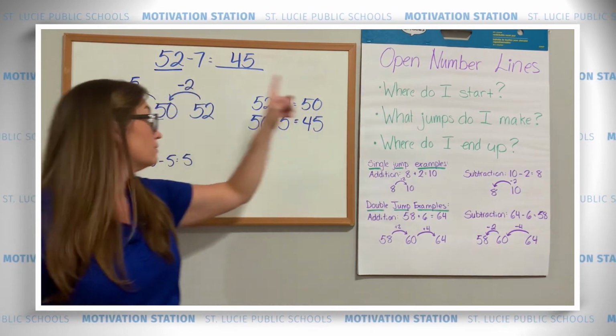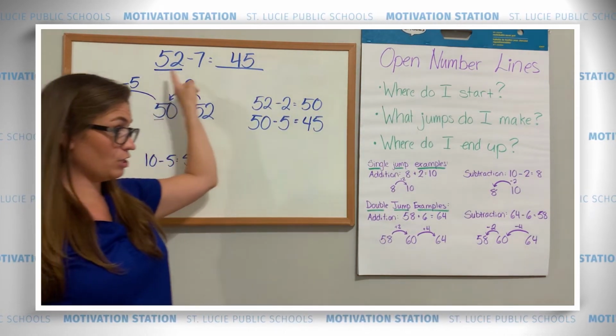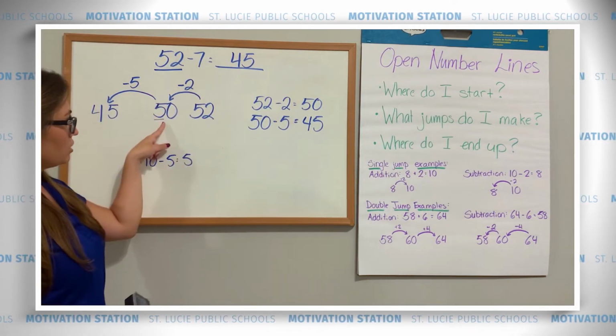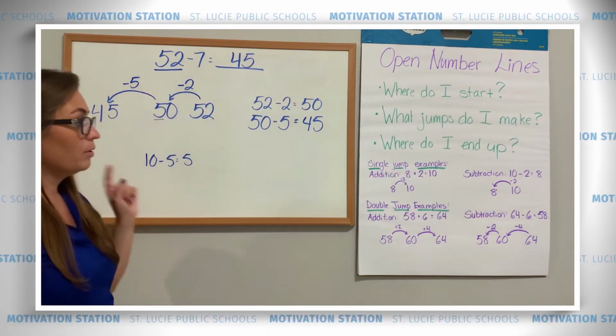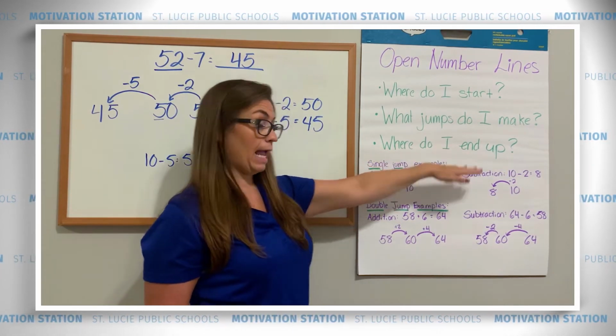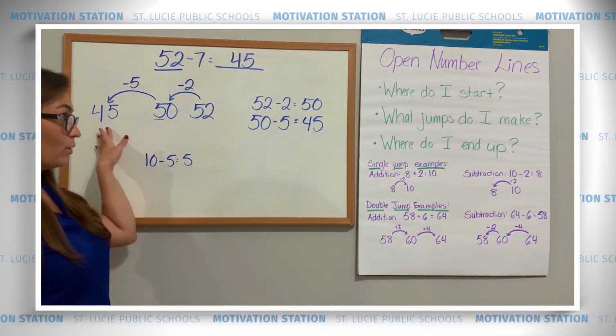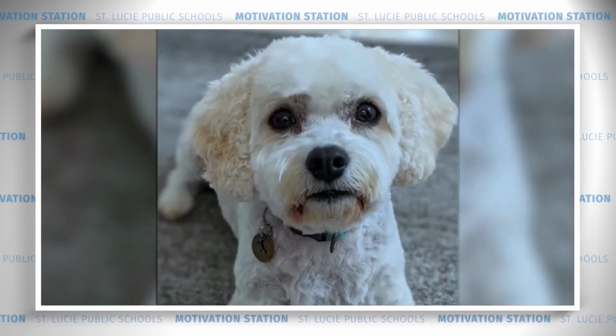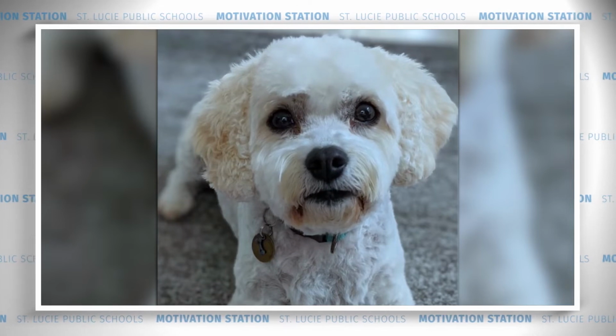Where do I start? With the number at the beginning of my equation. What jumps do I make? Here I made a -2 jump and a -5 jump. Where do I end up? I didn't answer this one yet. Well, where did I end up? I ended up at 45, which was my answer. So we're all done. I have a question.